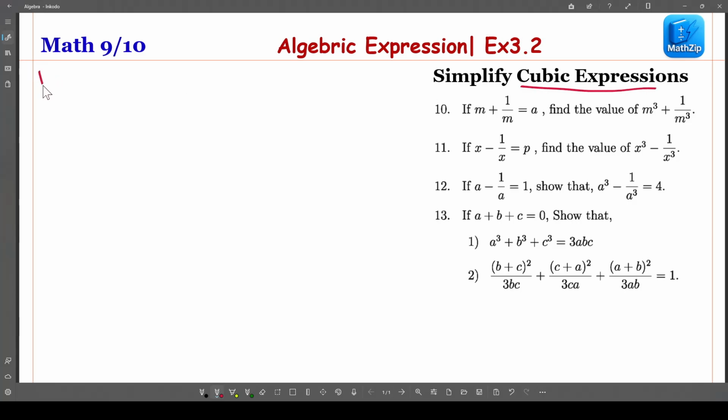First question, number 10. Given m plus 1 by m equals a, we have to find the value of m cube plus 1 by m cube.